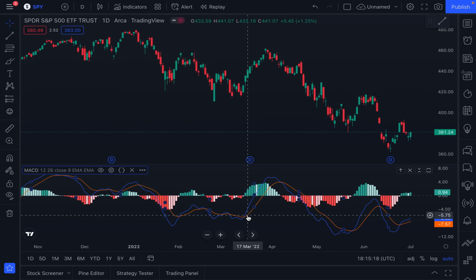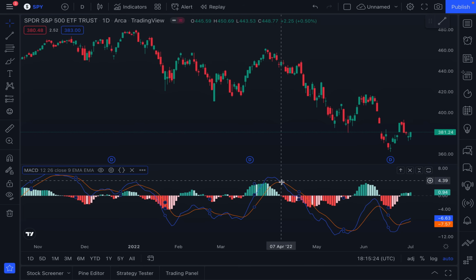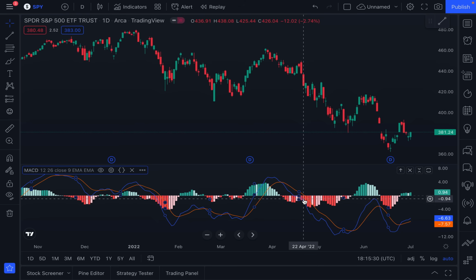Now, on the other hand, when you see the MACD crossing below the zero line, so right here, it crosses below the zero line. Again, that's generally considered to be bearish. And also when you see the MACD crossing from above to below the signal line, so right here it's crossing from above to below, this is most of the time considered to be bearish, a bearish trade that you could potentially enter there.